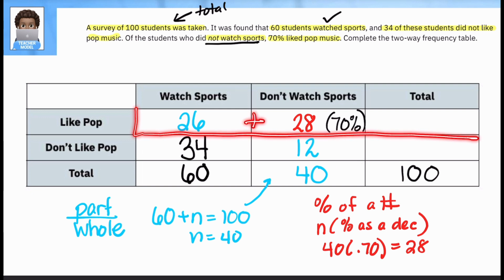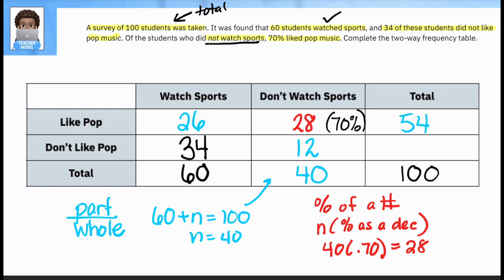So 26 plus 28 is going to give us this total number. So that's all you're going to add up together. 26 plus 28 is going to give you 54. And let's go to the next row. 34 plus 12 is going to give us 46.